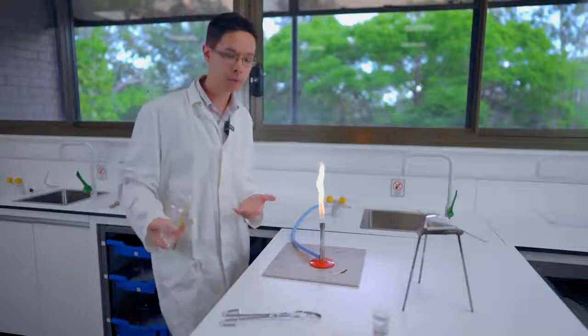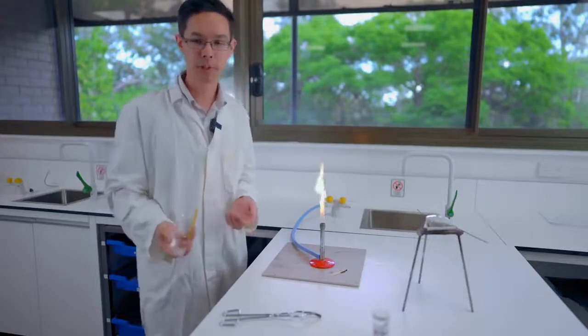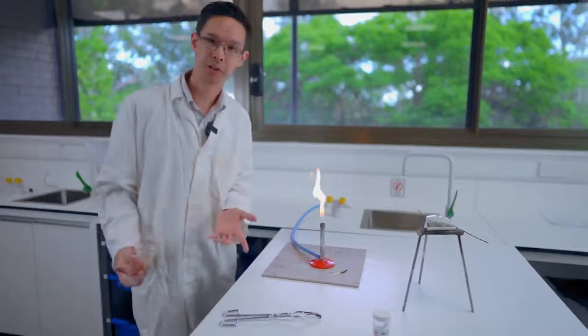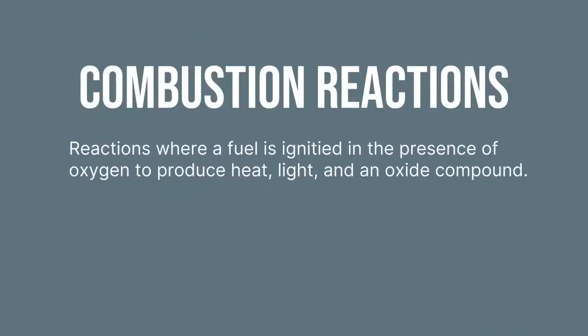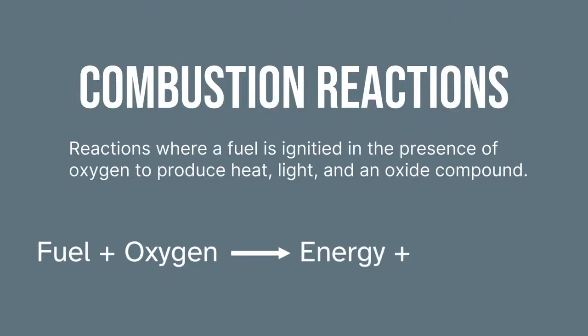Okay, so in this video we're going to look at another type of chemical reaction. This one is combustion. Combustion reactions are simply reactions where a fuel reacts with oxygen to produce heat and light, along with a byproduct, which is usually an oxide compound. The chemical equation for these reactions is slightly different depending on the fuel that you're using.